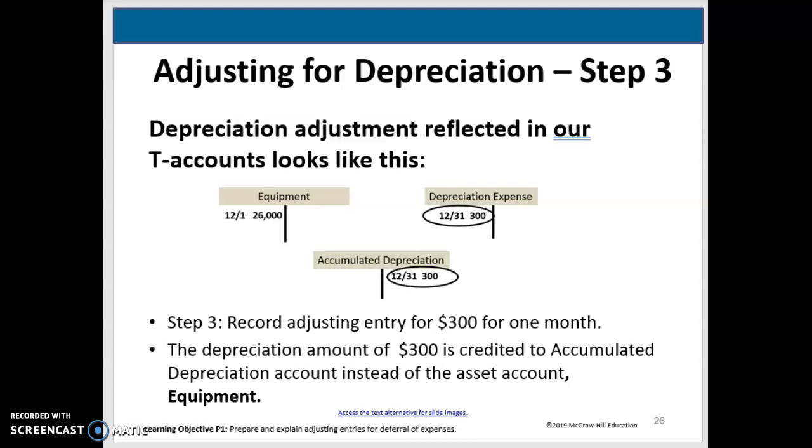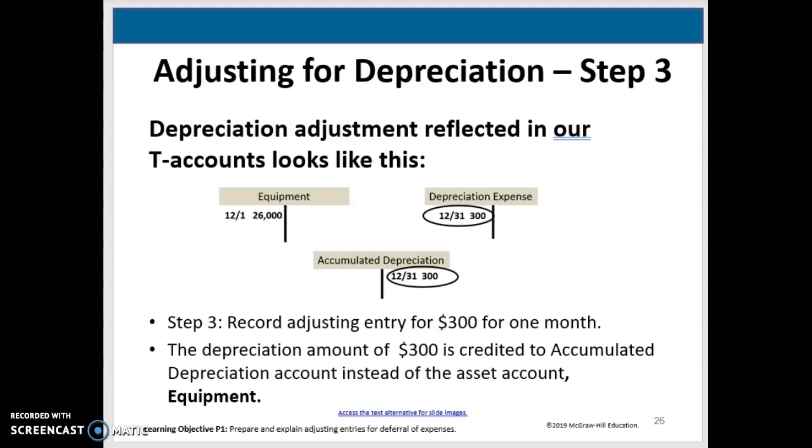But it is a type, it's a contra asset. Contra just means opposite, so opposite balances, but it's going to accumulate the amount that we depreciate over the life of the asset. So we're going to be able to look at accumulated depreciation at any point in time and see how much we have depreciated total. Each month we're going to be depreciating $300.